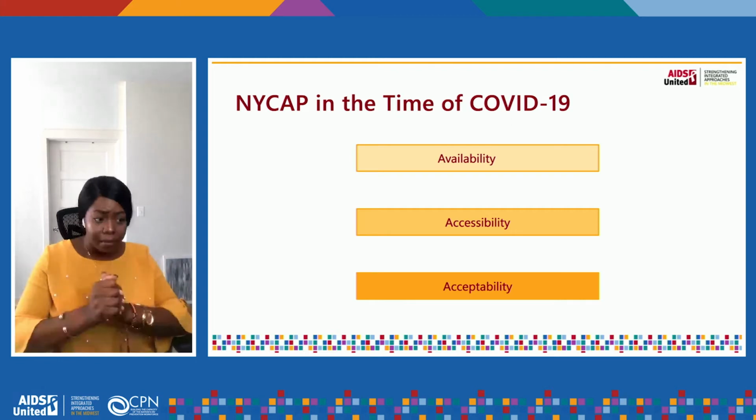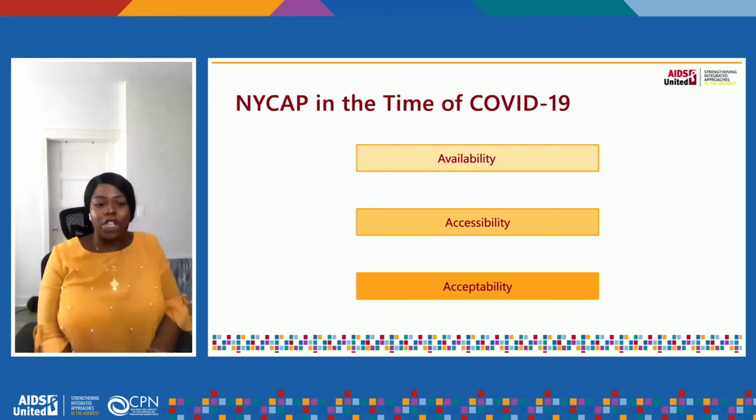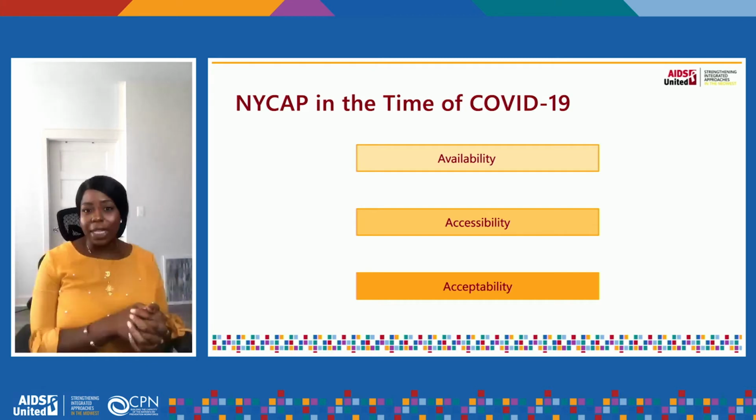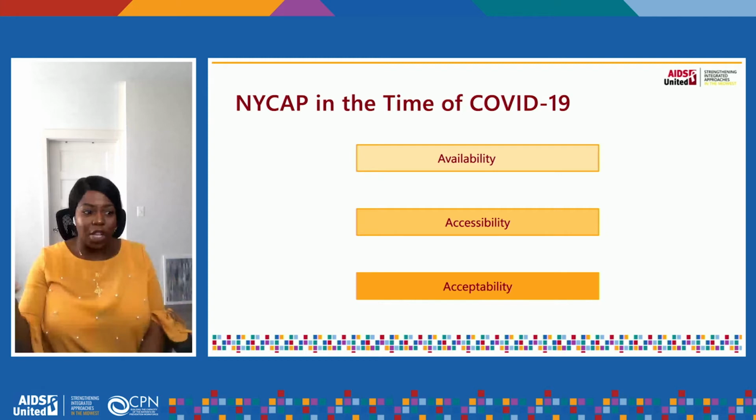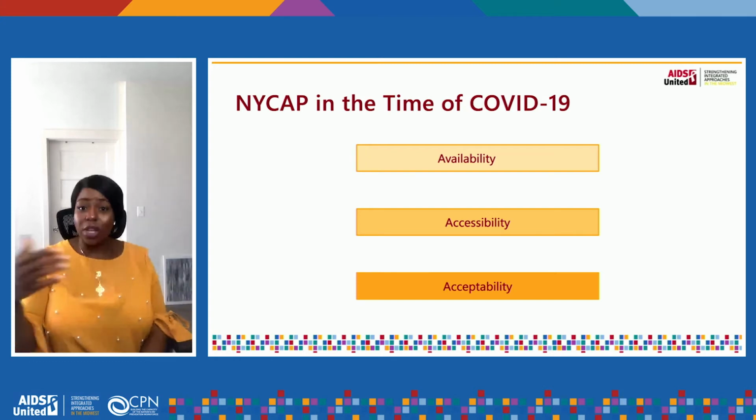For NYCAP, this is a new challenge. So their focus had to shift from acceptability and accessibility to availability. This can happen and has happened to any of our programs: as the canvas shifts, so does your budgeting, and how you prioritize your resources and where you allocate them also shift.